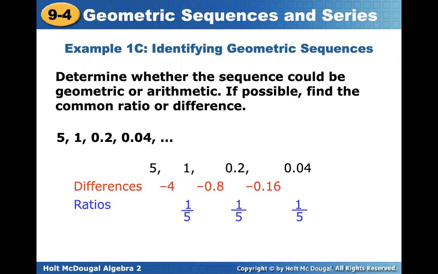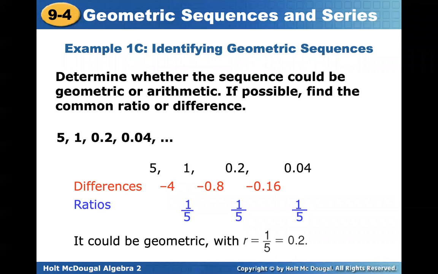But if we turn to ratios, instead of subtracting consecutive terms, we would divide them. 1 divided by 5 is 1/5. 0.2 divided by 1 is 1/5. And 0.04 divided by 0.2 is 1/5. So that makes this a geometric sequence. These are new. These are going to be modeled by an exponential function. So common ratio versus a common difference, that's how we tell the difference between arithmetic and geometric sequences.